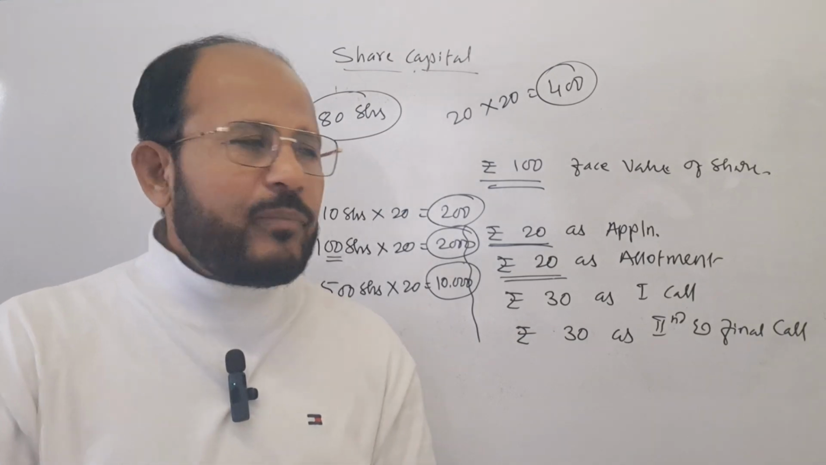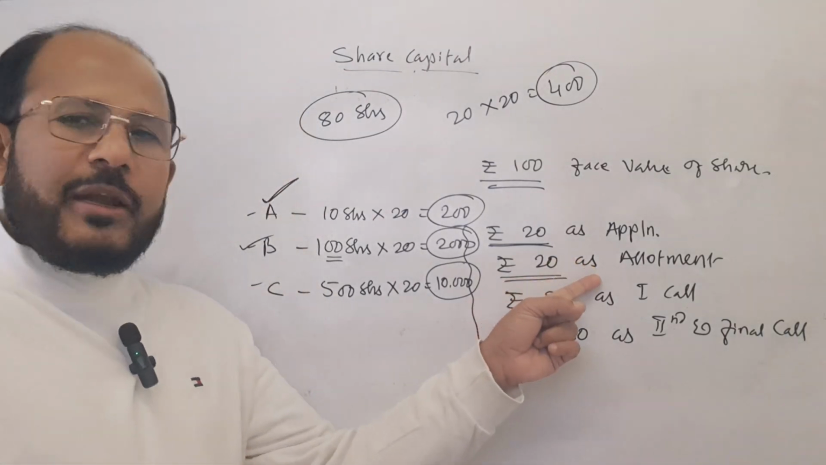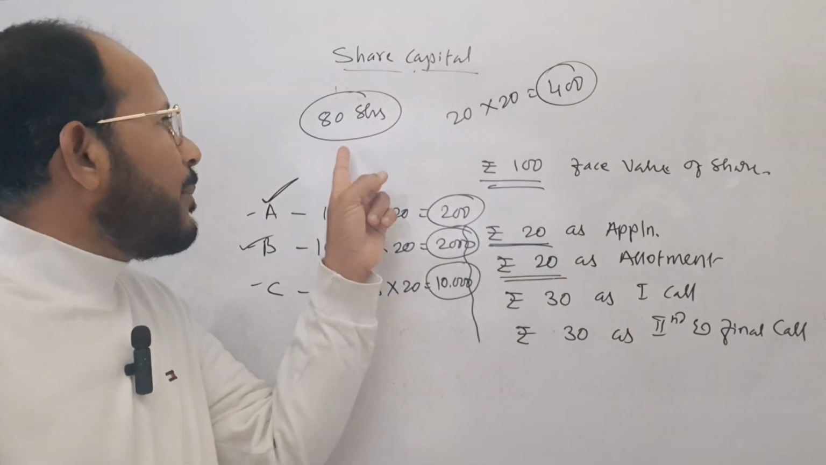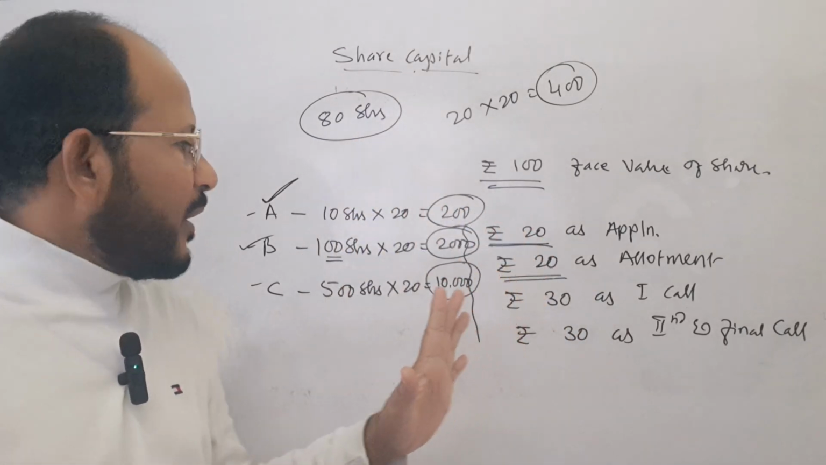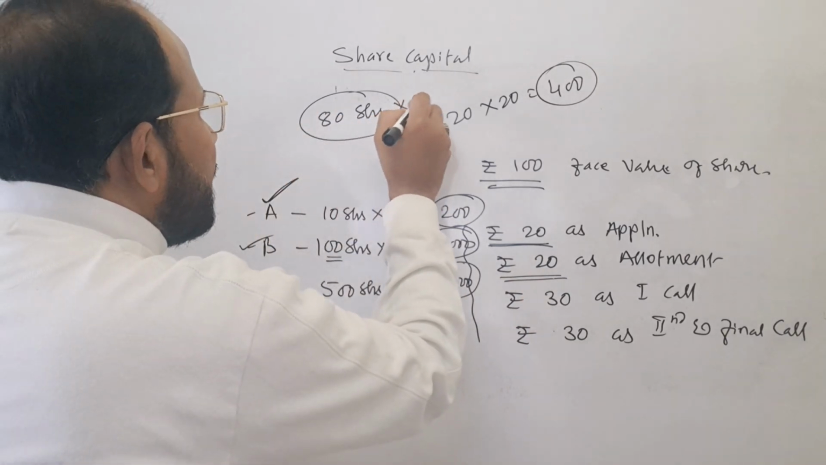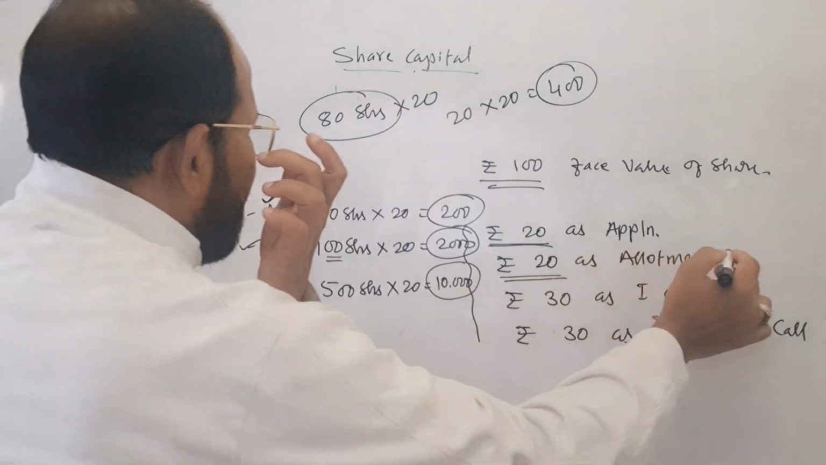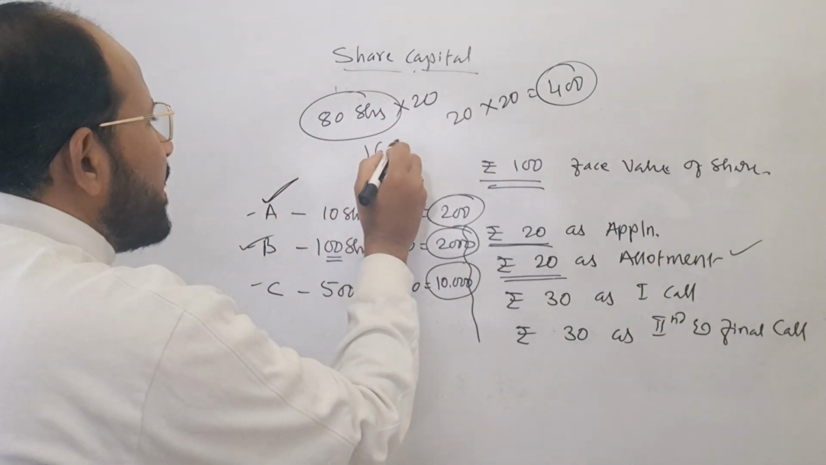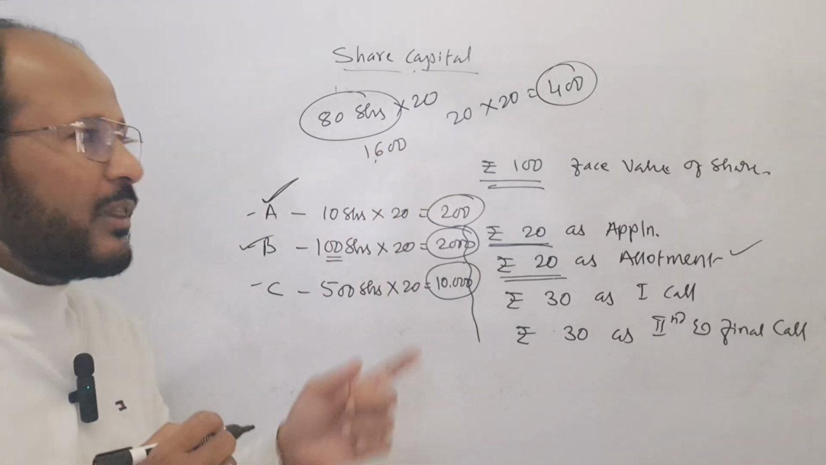What will the company do? At the time of allotment, Mr. B need not pay the full allotment money. For 80 shares, how much does it come to? 80 into 20. Allotment money is how much? Rupees 20 per share. Therefore, it comes to 1600 rupees, right?